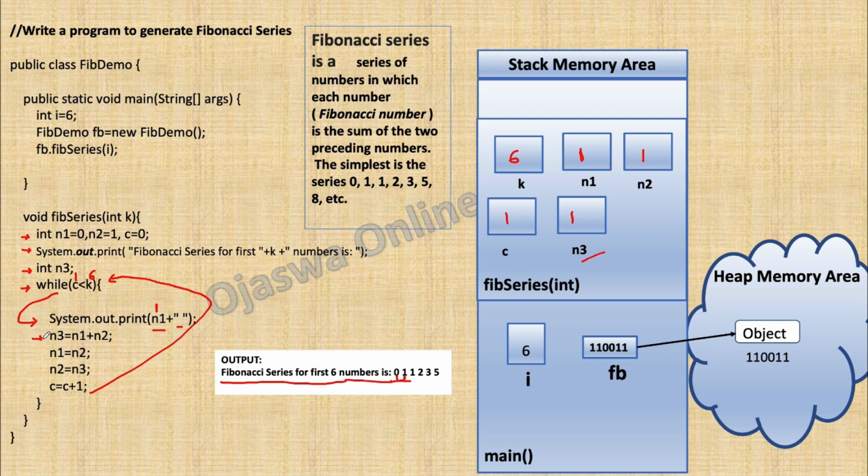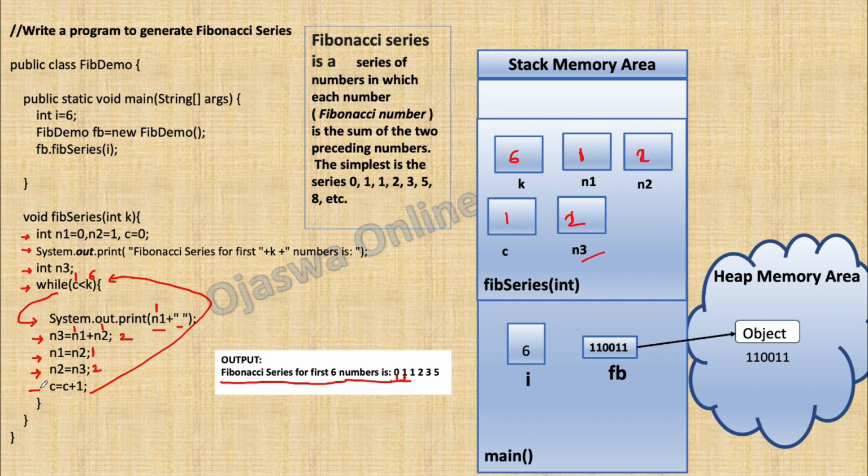Next statement executed is n3 equal to n1 plus n2. Value of n1 is 1. Value of n2 is 1. Now the value of n3 becomes 2, and inside the memory the updated value of n3 is 2. The next statement is executed, n1 equal to n2. Value of n2 is 1, hence the updated value of n1 is 1. Then n2 equal to n3, value of n3 is 2, now the updated value of n2 is 2.